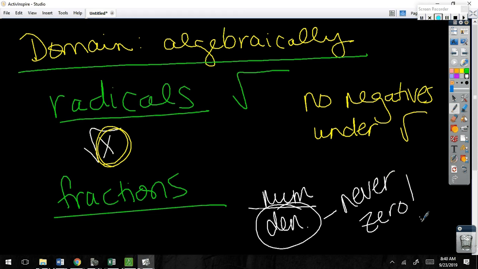So let's look a little closer at these two scenarios, and I promise I'm almost done. I'm going to stop with domain and range today because I think it's enough for one day, and we'll pick up tomorrow with some more. But we do need to graph and look at some things. All right, let's talk about radicals first.